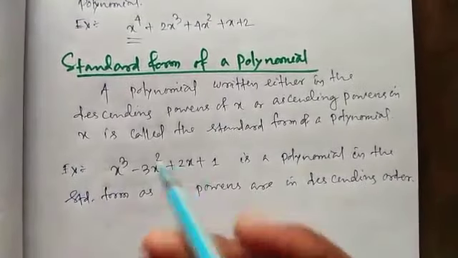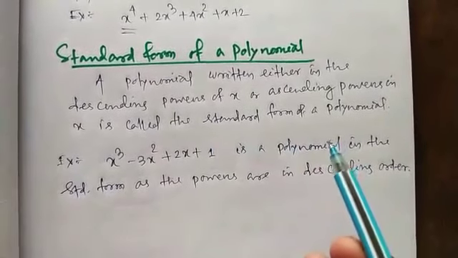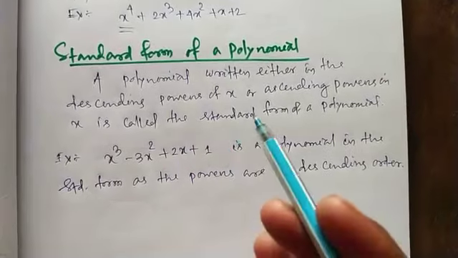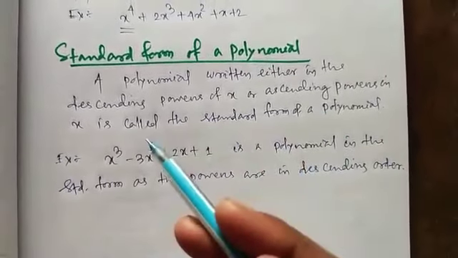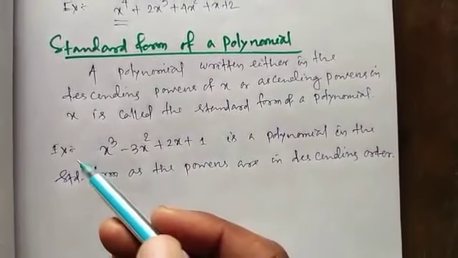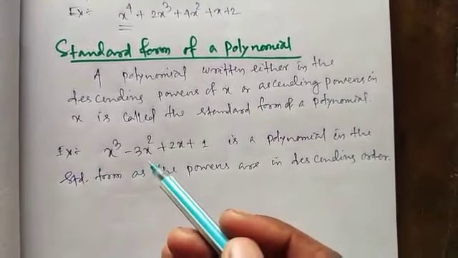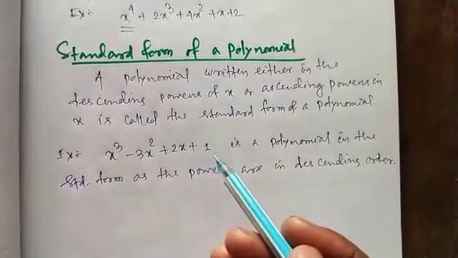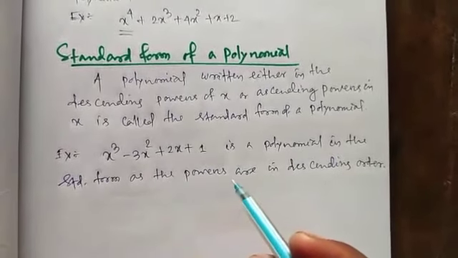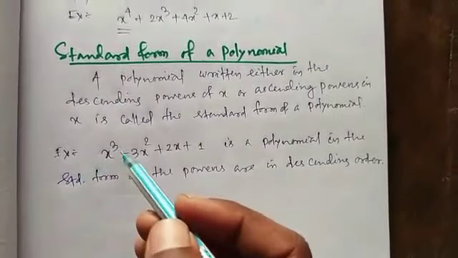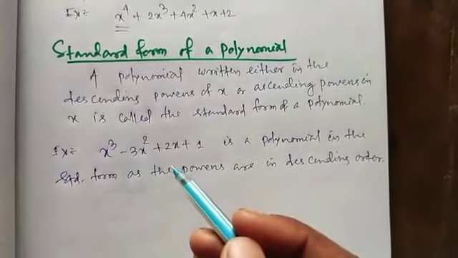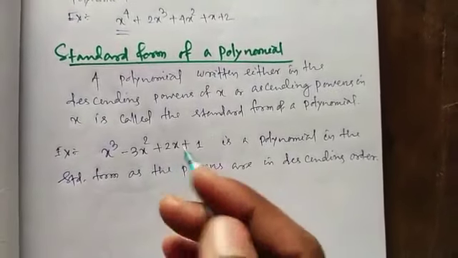So let's know about standard form of a polynomial. A polynomial written either in the descending powers of x or ascending powers in x is called the standard form of a polynomial. For example, x cube minus 3x square plus 2x plus 1. It is a polynomial in the standard form because the powers are in descending order. Here power is 3, then 2, then power is 1. So descending order, it is a polynomial in standard form.